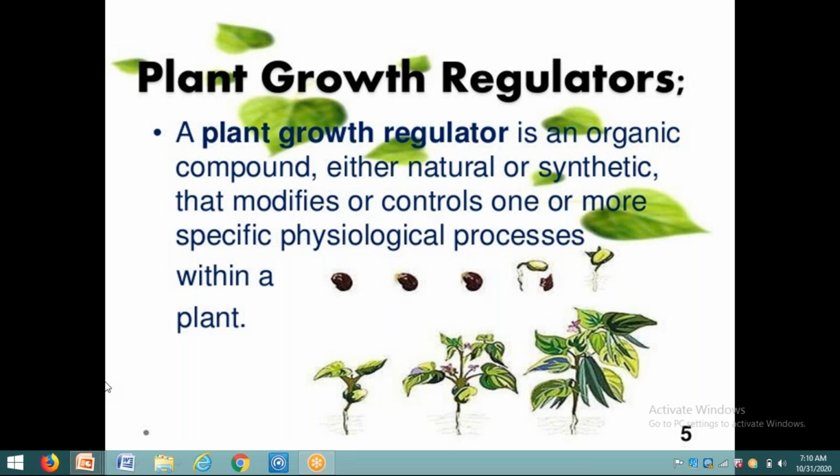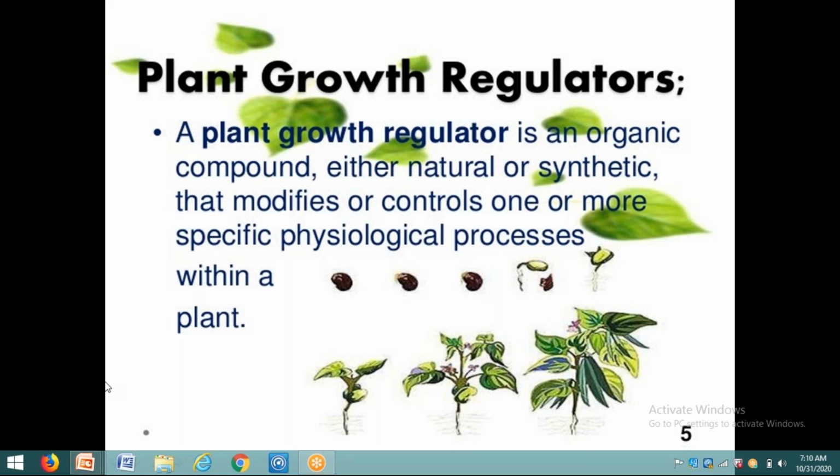Hormones are responsible for the growth as well as for the different physiological activities, from the seed germination to the flowering to the abscission of leaf. Abscission of leaf means the falling of leaves. You see that leaves fall from the plant. All of these processes mainly occur in the presence of hormones.